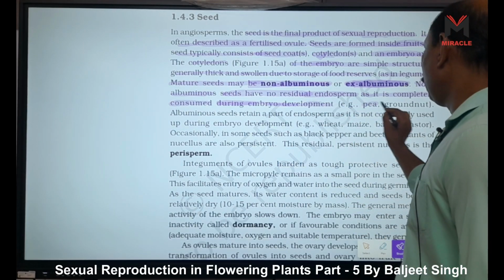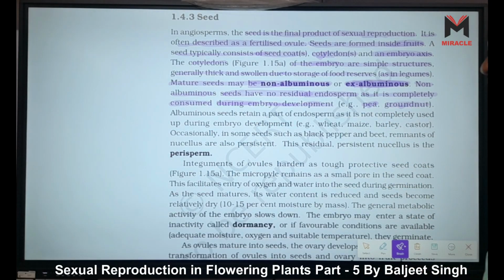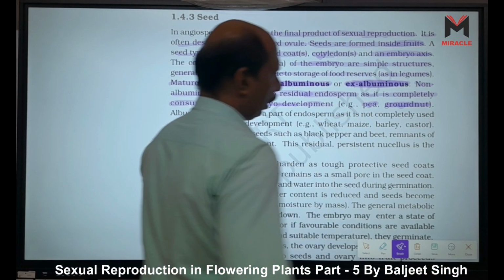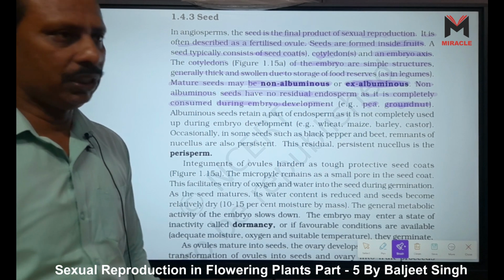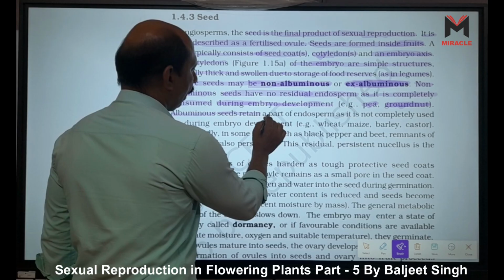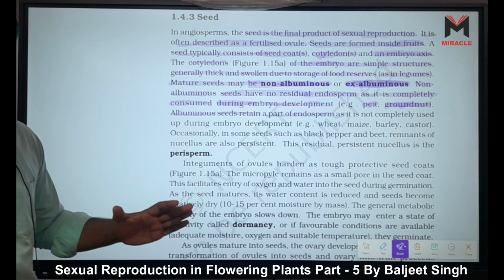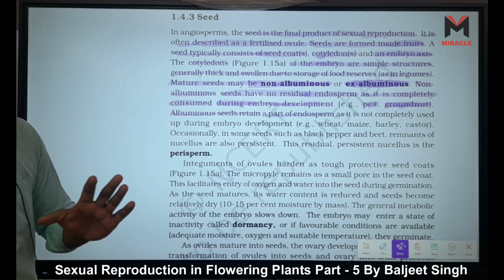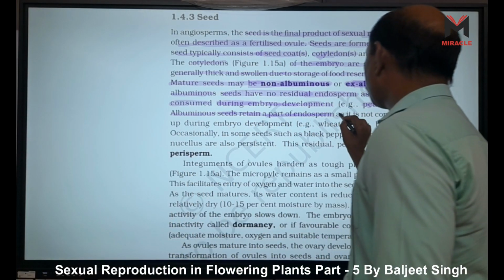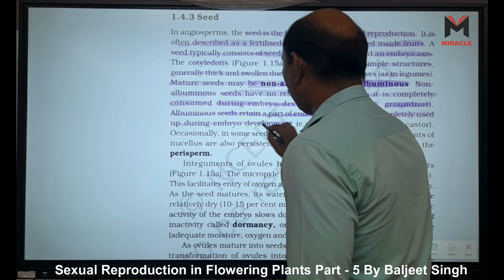As for example, pea and groundnut, both are legumes, right? Pisum sativum, this one is called, this one Arachis hypogea, right? Albuminous seeds retain a part of the endosperm. Albuminous means in which the endosperm is persistent, or the endosperm is not totally consumed, only partially consumed. So albuminous seeds retain a part of the endosperm, as it is not completely used up by embryonic development, right?